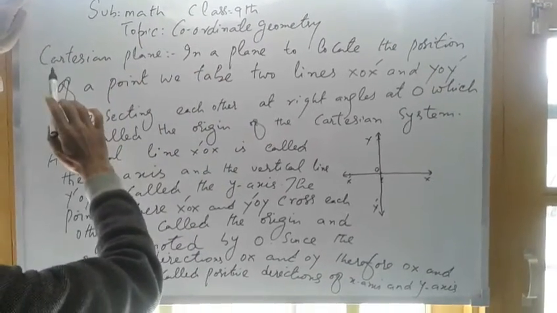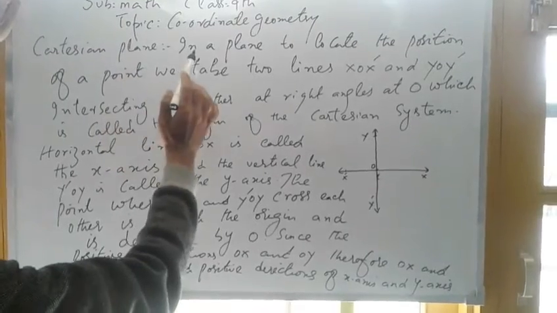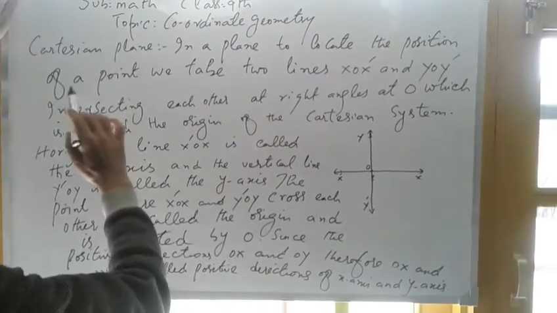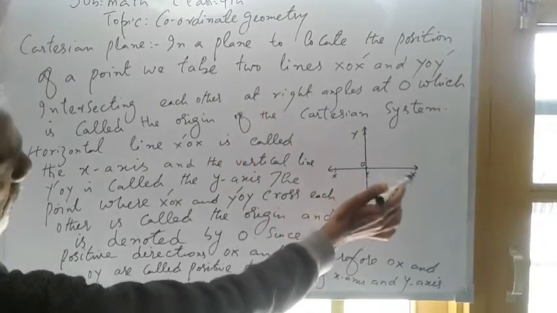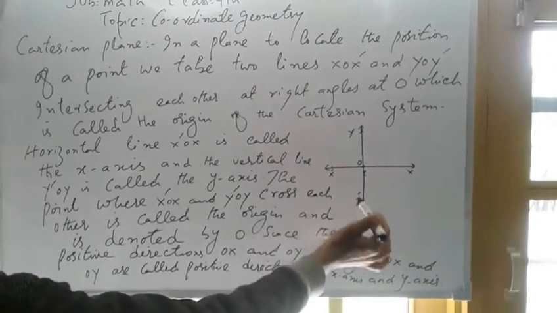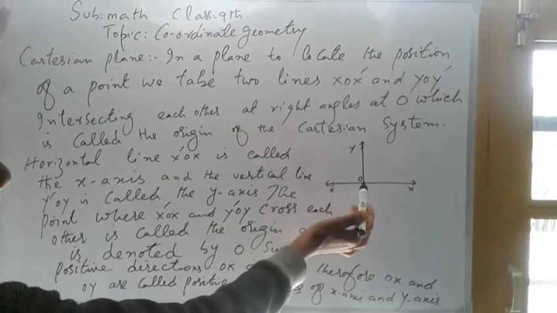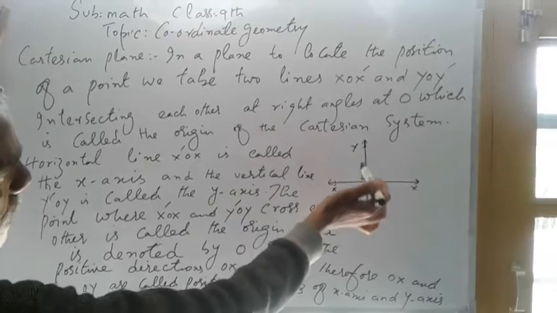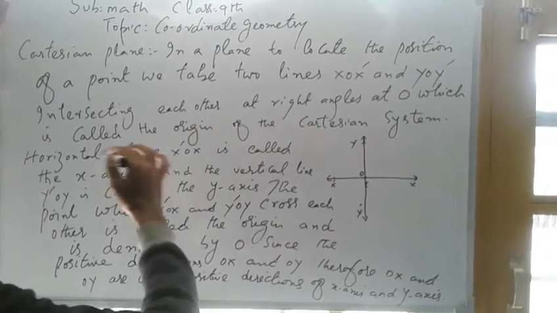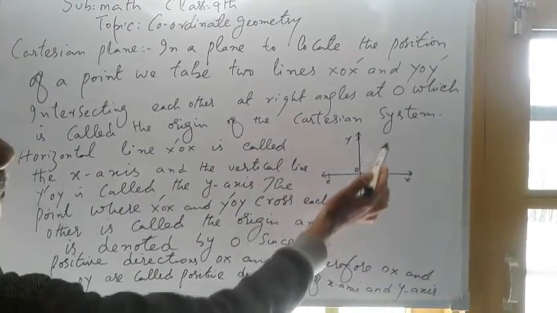Dear students, today our topic is coordinate geometry. We will explain the Cartesian plane. In a plane, to locate the position of a point, we take two lines XOX' and YOY' intersecting each other at point O, at right angles to each other. This point is called the origin of the Cartesian system.